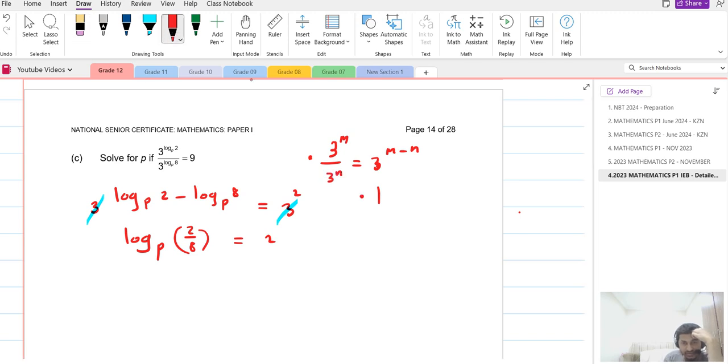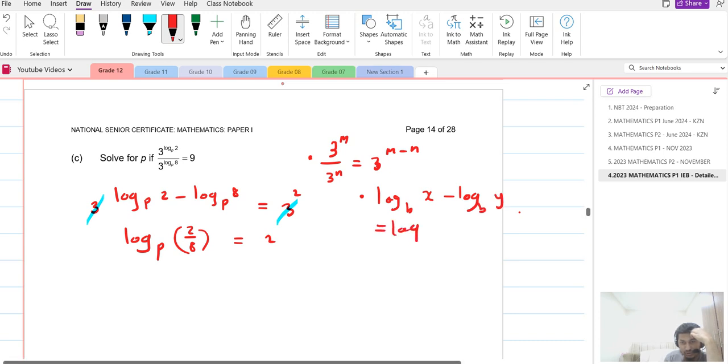Log a base b minus log, let's use x and y. Log x base b minus log y base b is basically equal to log x over y base b. And if you have a plus, then it becomes a product. So that's what we have now. So we can write this as an exponential.